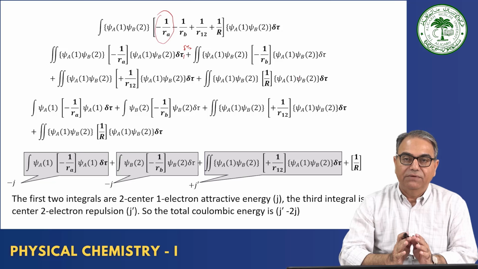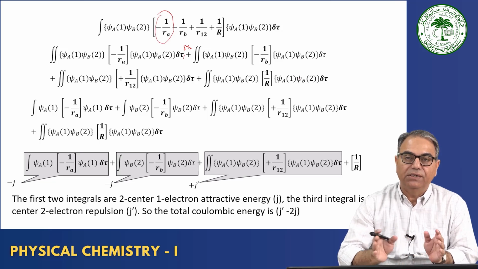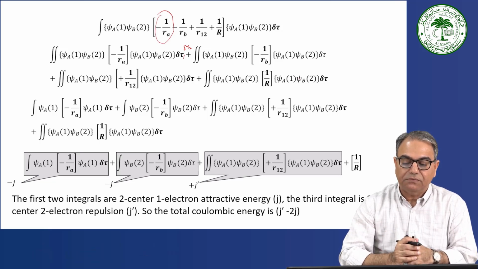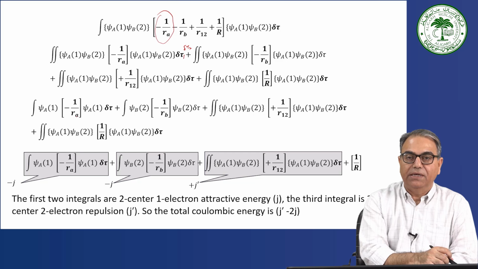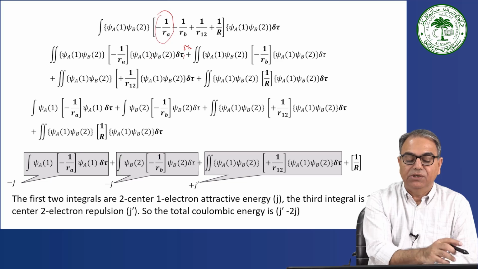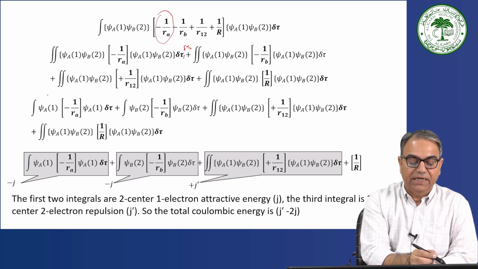So we have divided this equation into different integrals. What do these integrals tell you? Now you see, if you are taking minus 1 by ra, then psi b will become constant. Psi b will not operate. So psi b d tau will be equal to 1, and this will go outside again.